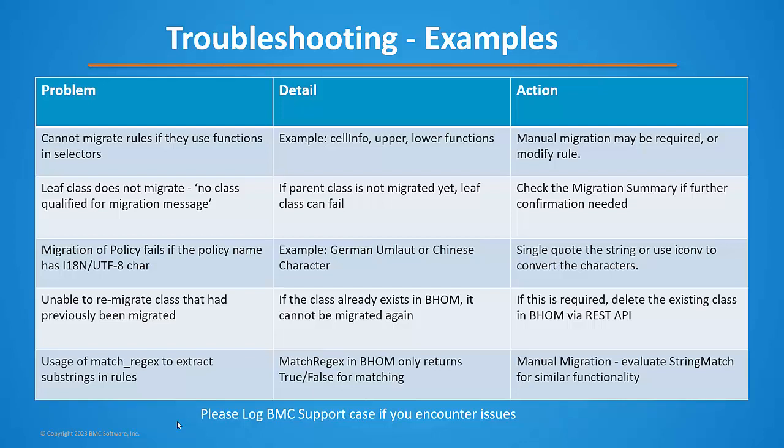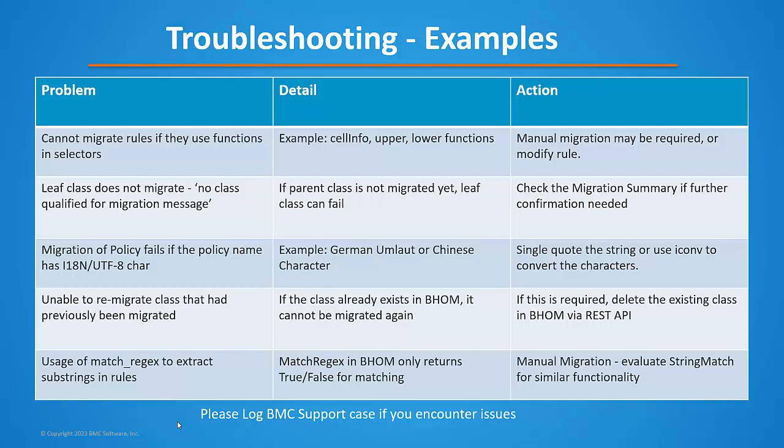Another item that you may encounter is being unable to remigrate a class that had been previously migrated. This is because if a class already exists in BHOM, you can't migrate it again. So if this were required for any reason, what you need to do is use the REST APIs, delete that class in BHOM, and then you could migrate it again if for some reason you had to.